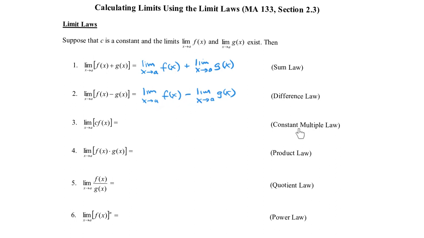Then we have the constant multiple law. This basically says that the limit of this constant times a function, what we can do here to evaluate this limit, we can take this constant and move it out in front of the limit. So we can move this right out in the front here. And this is called the constant multiple law.